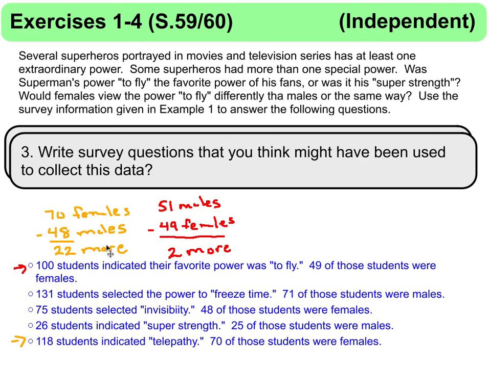Number 3 states, and this is an open-ended question for the most part, write survey questions that you think might have been used to collect this data. One of the questions on the survey could potentially be, what is your gender? And that's derived from the fact that our categories are divided into males and females. And another question could be, what is your favorite superhero power? And the choices were to fly, freeze time, invisibility, super strength, or telepathy.